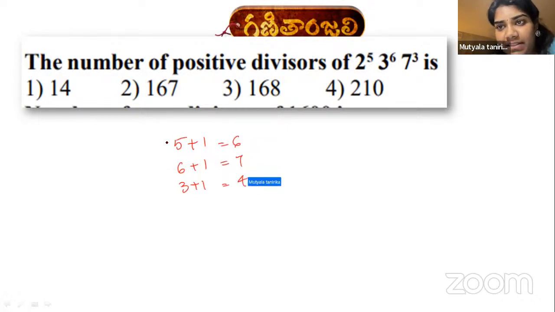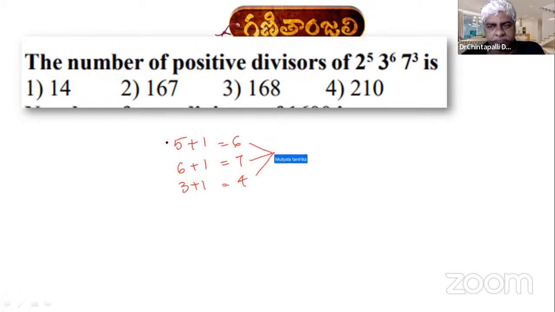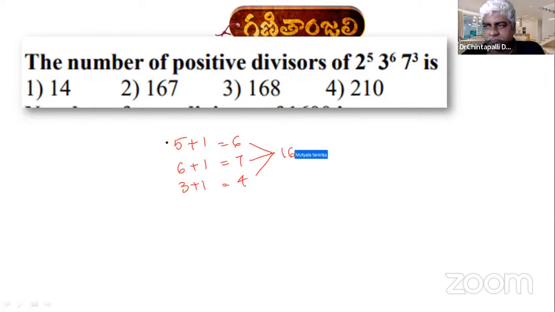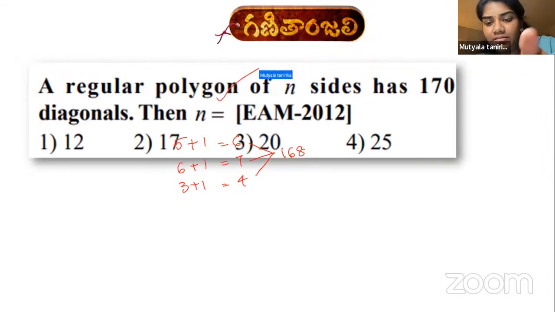Then we multiply, sir. 7 fours 28. 28 times 6, 168. 168, right? Option 3, sir.